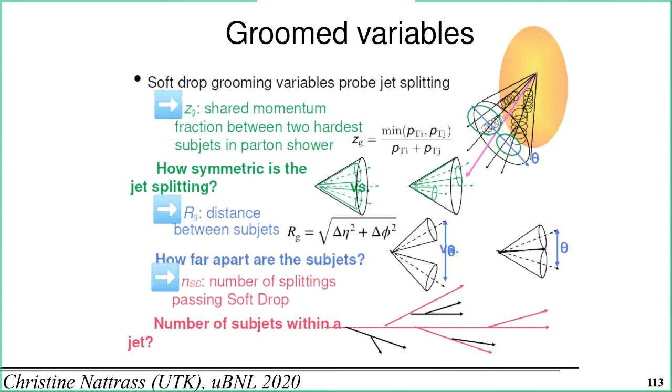PTI would be one of the jets, and PTJ would be the other jet. And Z is, because we normally use Z for the momentum fraction of a hadron, this is Z, and the sub G stands for groomed. I see. So this grooming is, in fact, inserted in the jet algorithm.